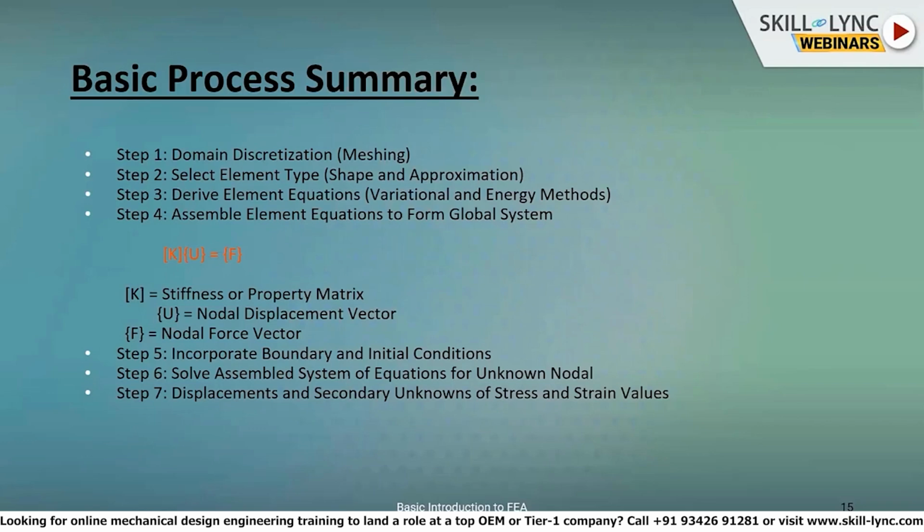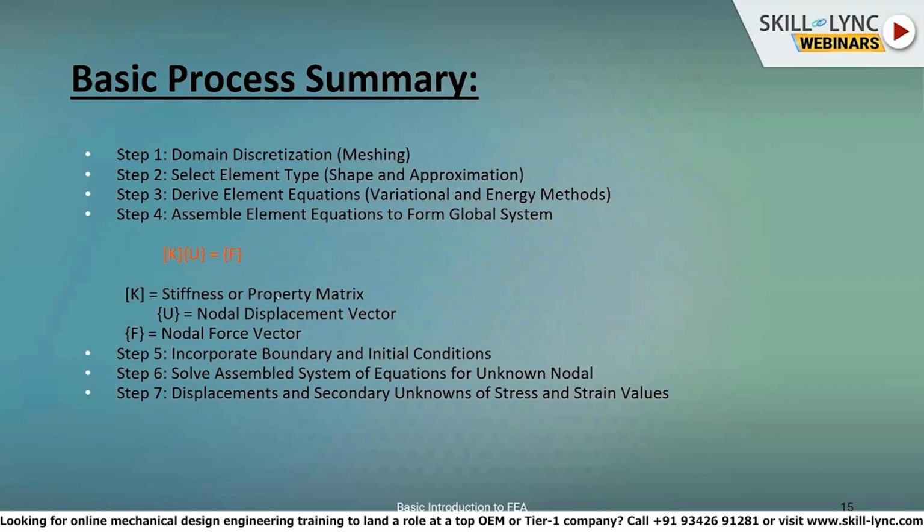The third step is deriving the element equation. The fourth step is to assemble those element equations in the form of a global system. After that, we are going to solve this stiffness matrix equation. We can say Ku = F is the static analysis equation which we solve at the back end.